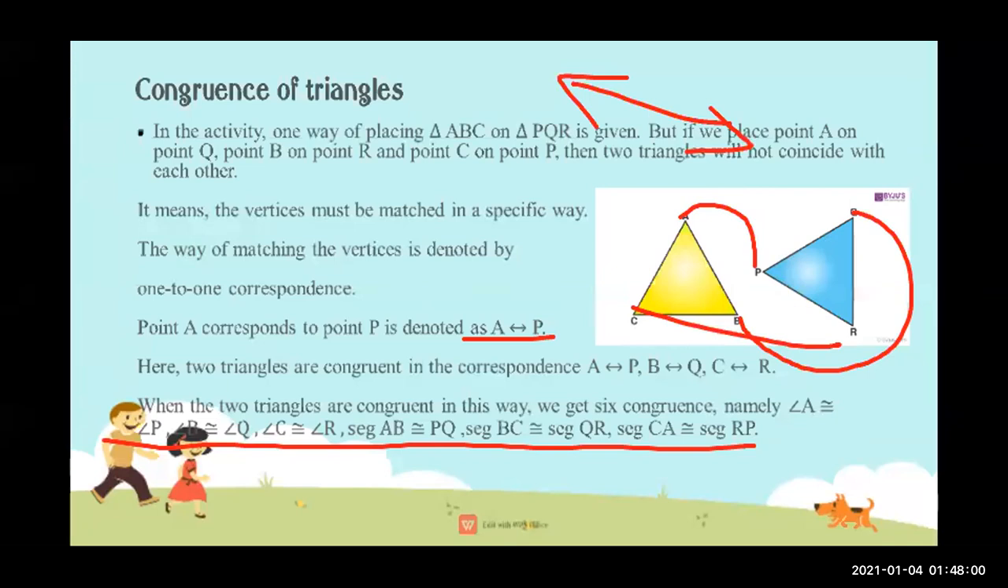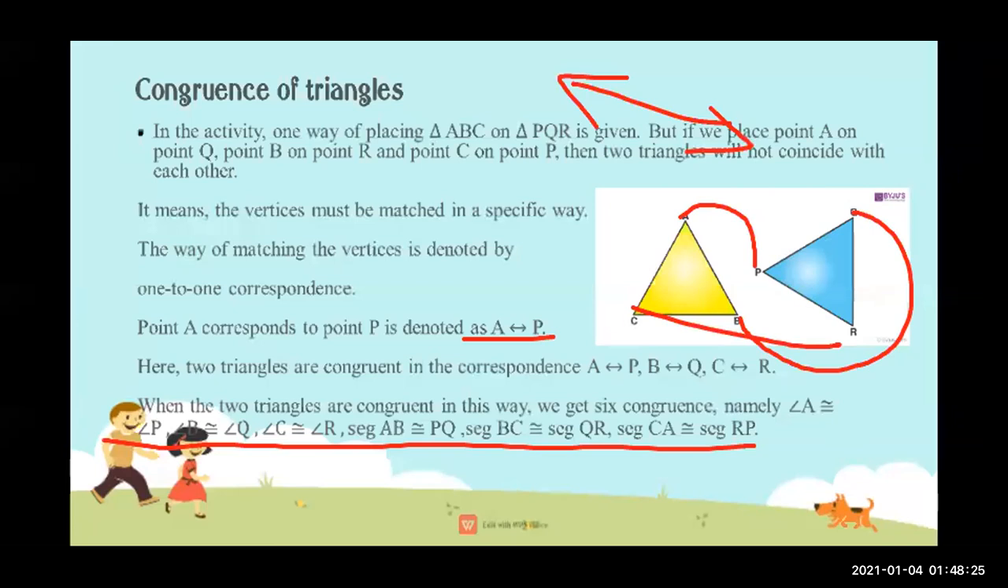Now here side AB should be congruent to side PQ. Side BC should be congruent to side QR. Side CA is congruent to side RP. So here, in total how many? There are six which are congruent to each other. Three are angles and three are sides.